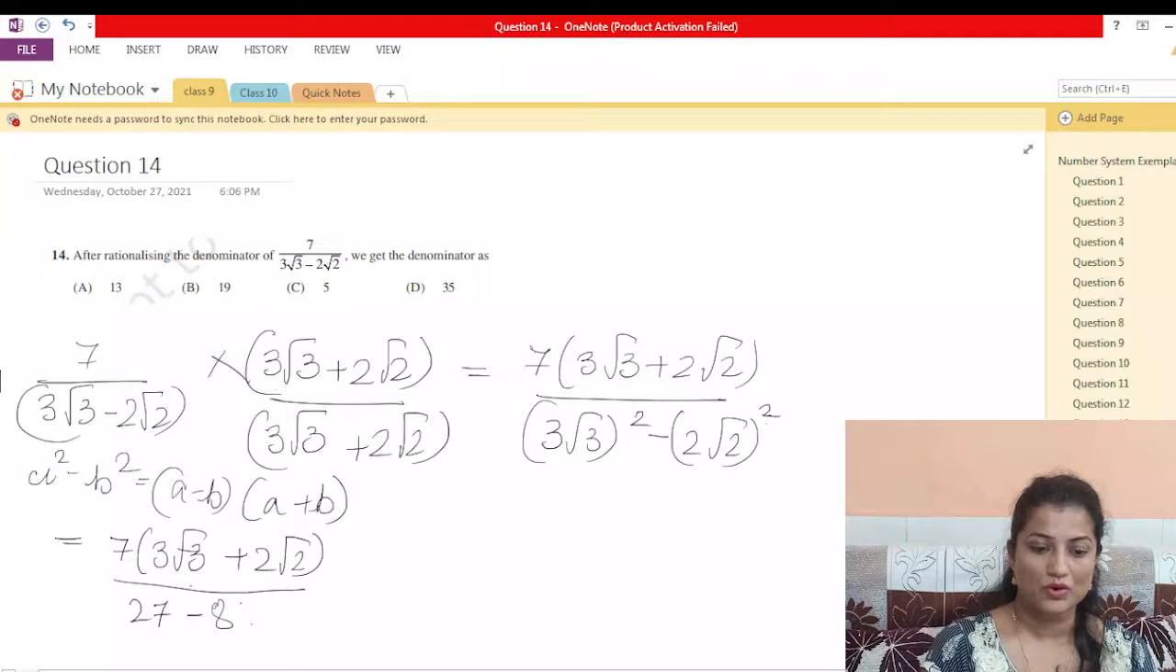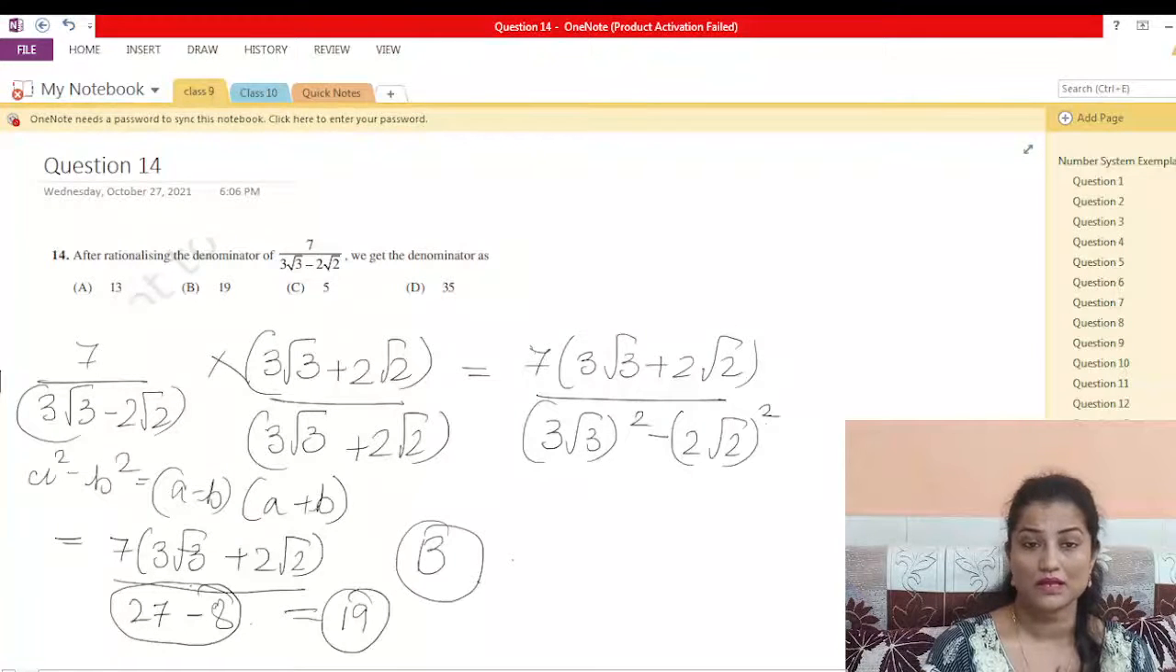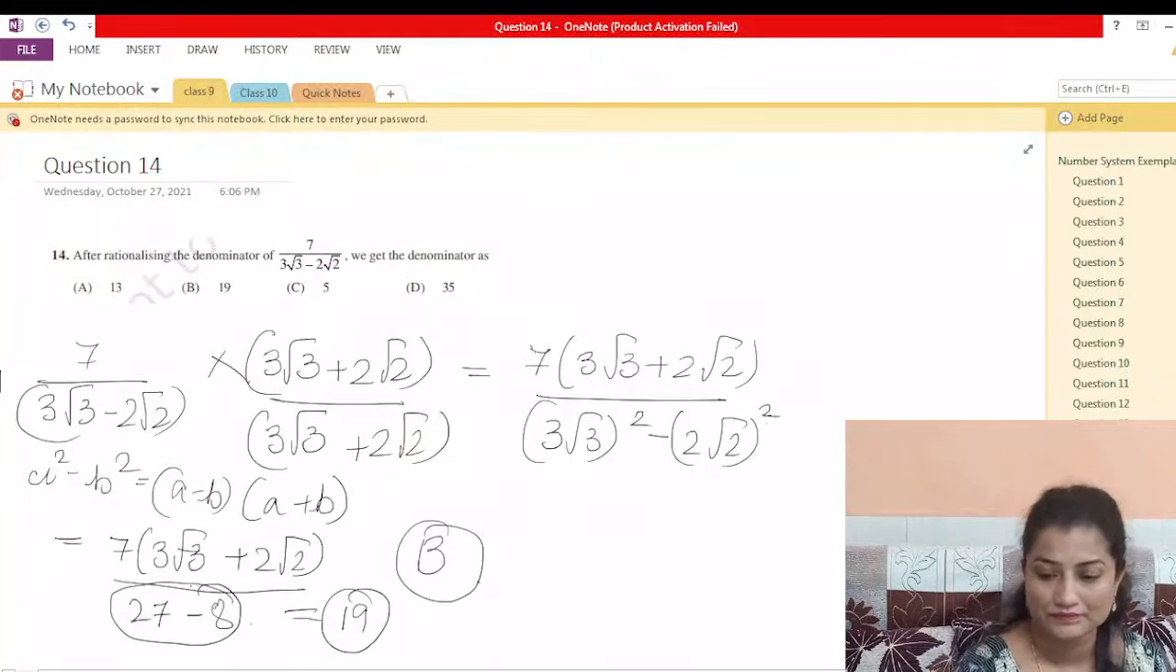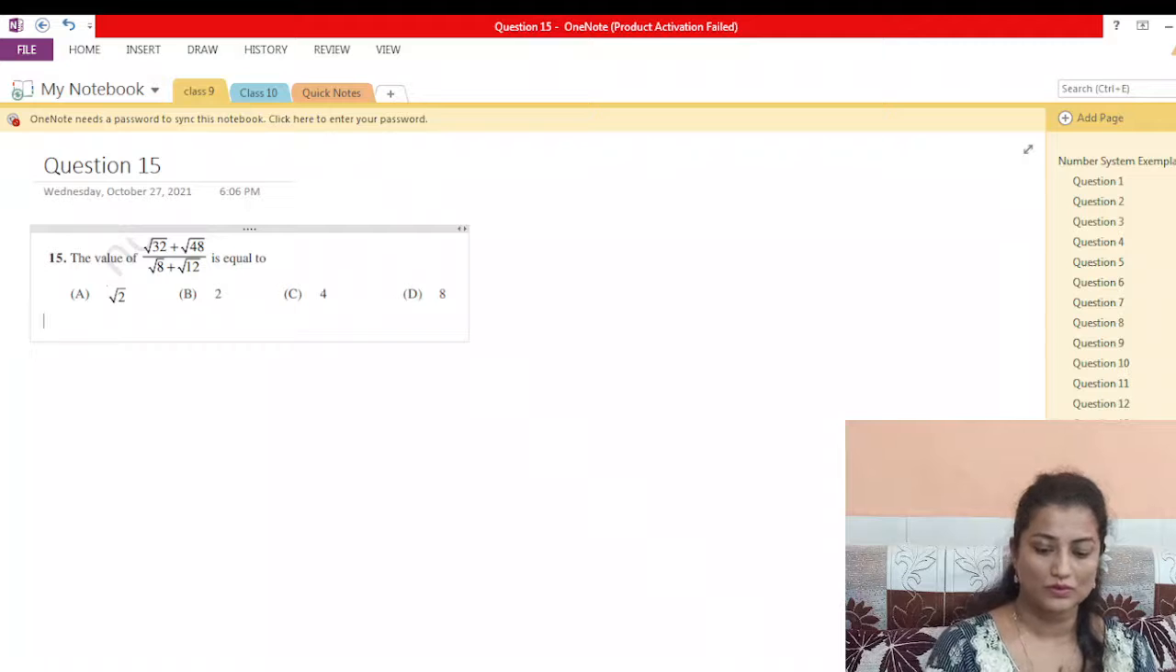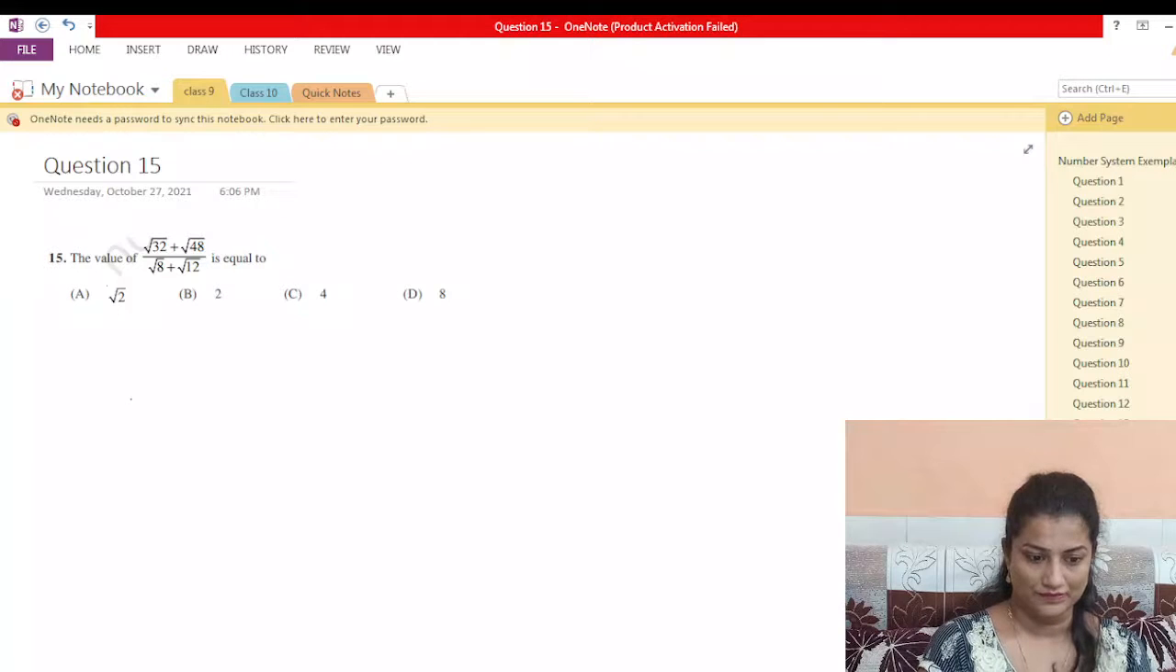Now we are talking about only the denominator. In the question it is asked what will be the denominator. So the denominator is 27 minus 8, that is equal to 19. So the correct option here is option B, right? The next question is the 15th question. The value of root 32 plus root 48 divided by root 8 plus root 12.